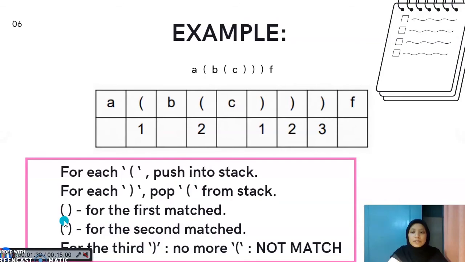So we can see that the first left and right parenthesis is a match, which is this left parenthesis and this right parenthesis. Next, the second left and right parenthesis is also a match, which is this left parenthesis and this right parenthesis. Then the program will encounter a right parenthesis. For the third right parenthesis, there is no more left parenthesis left in the stack. Therefore, the program will conclude it as not a match.